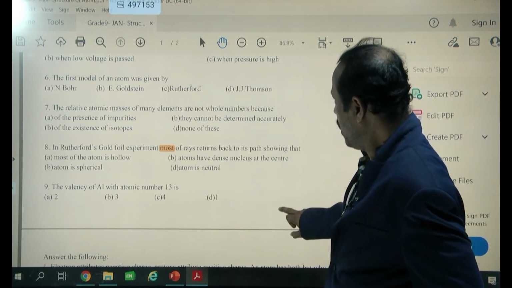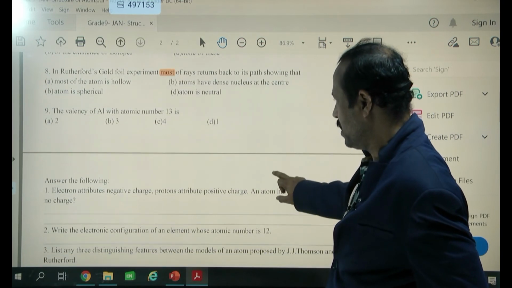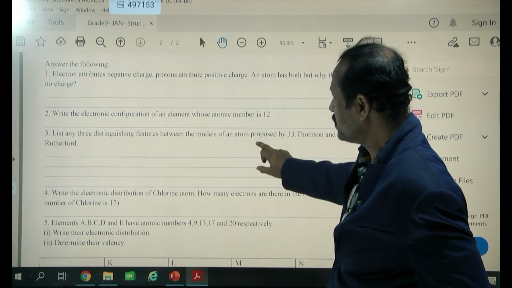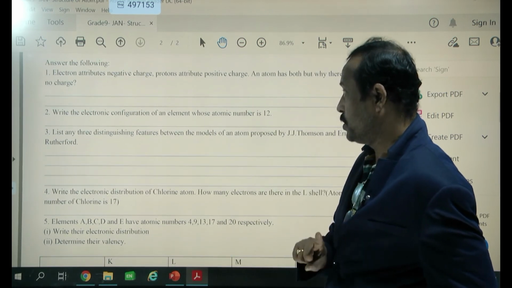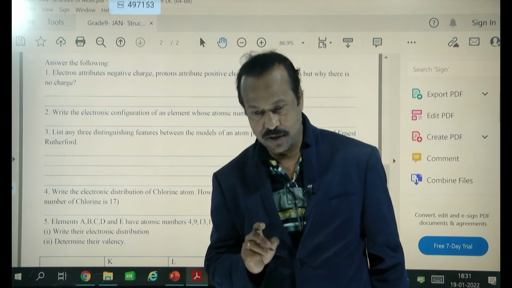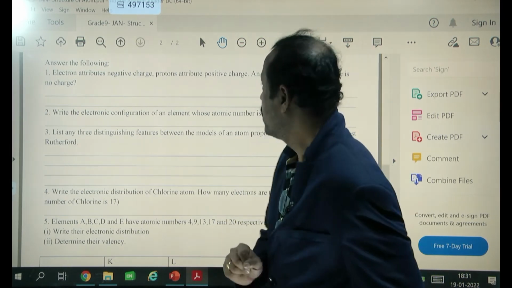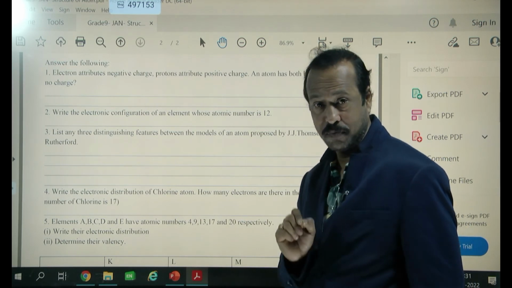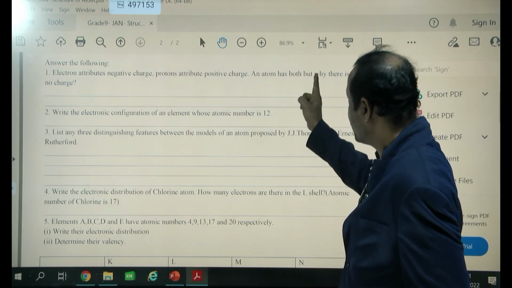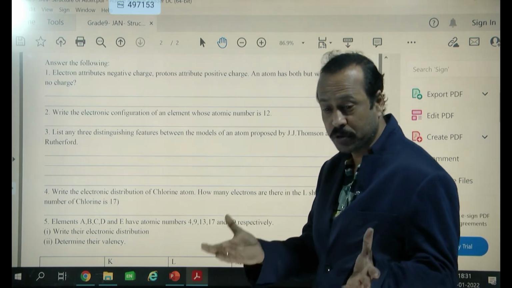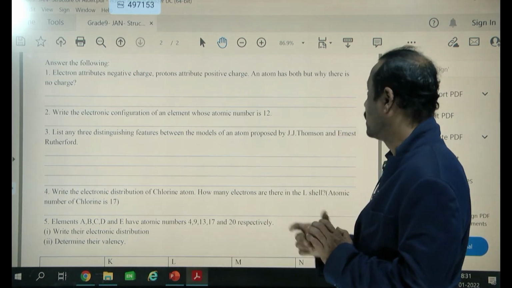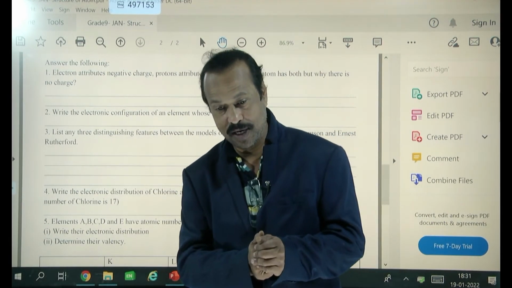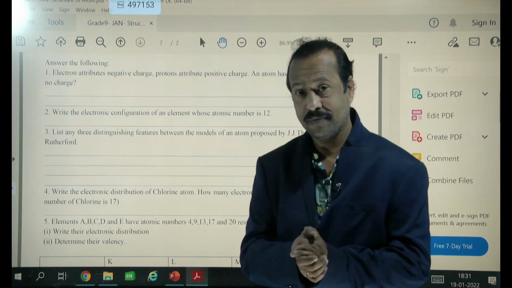Right. Now a few descriptive questions are there, so check this one also. Electron has a negative charge. Proton has a positive charge. An atom has both positive and negative charges, but why is there no charge? Why are atoms neutral? Can you say why atoms are neutral?